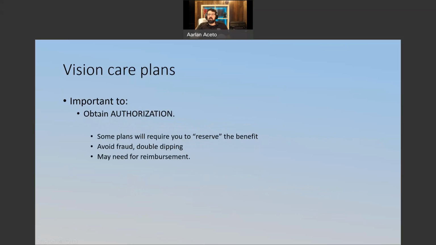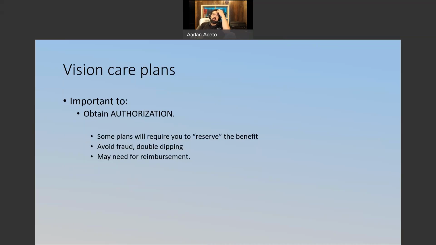Now, again, it's important to obtain an authorization. Some of the vision care plans will require you to reserve that benefit. And one of the benefits for that is if a patient was not being above board or they were not being honest, they may go to your office, get a pair of glasses, say they have the benefit, you pull the benefit, you pay for the glasses, you give them the glasses, you bill, and then they did it to 5 other places. There's almost no way to figure that out.